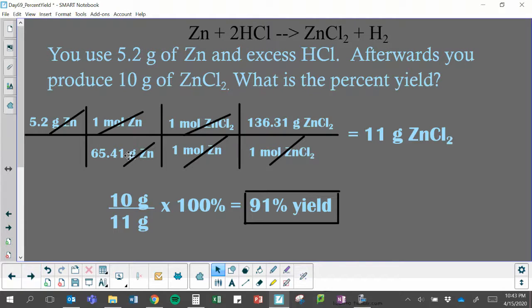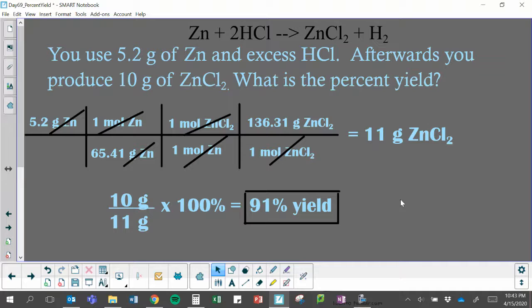Okay, so in this one, you first have to calculate your theoretical yield of zinc chloride. So you start with 5.2 grams of zinc. You have to convert that to moles, so you use the molar mass of zinc. Actually, your mole ratio is 1 to 1 because there's no coefficient in front of our zinc or our zinc chloride. And then we have to convert our moles of zinc chloride into grams of zinc chloride by multiplying by its molar mass. So if you do that, you should get 11 grams of zinc chloride. That's our theoretical yield. And we actually produced 10 grams. So 10 divided by 11 times 100% is 91% yield for our percent yield.